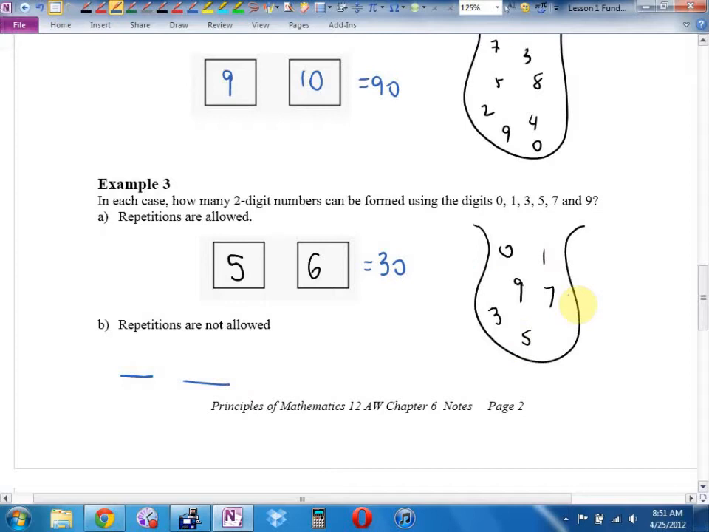Why is 6 incorrect? Can't start with a 0, right? Okay, I'm not going to tell you that from now on. I'm going to expect you to clue in that we don't start numbers with a 0. How many choices do I have for my first digit?